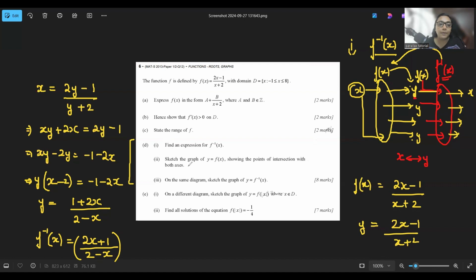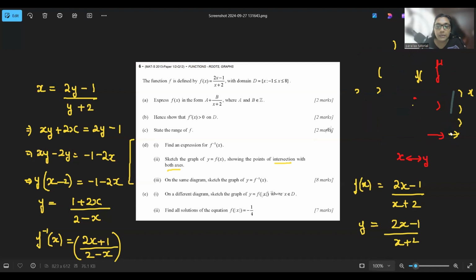Now comes the second part, which is to sketch the graph of y equal to f of x, showing the points of intersection with both axes. And the third part is also kind of combined with it, where we have to sketch the graph of the inverse of f of x on the same diagram, right? So let's start with sketching f of x first. So we'll draw our graph over here.